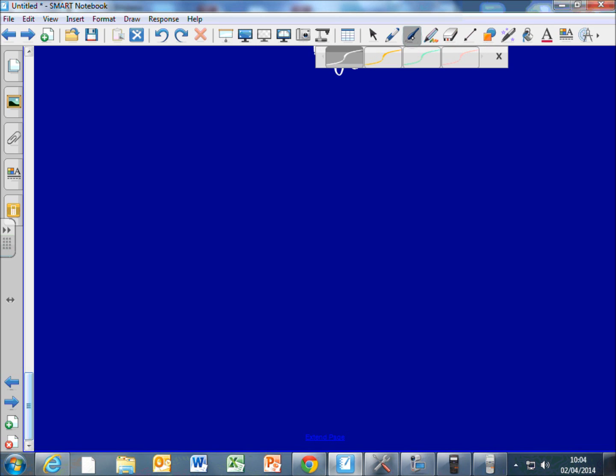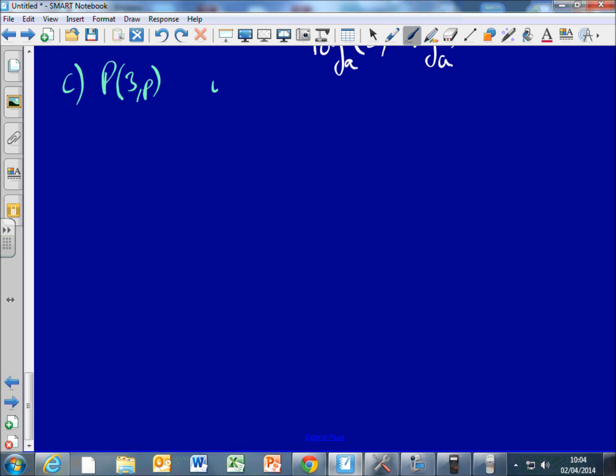Okay. For part C, it says there's a point 3p that lies on a curve, and the curve is y equals 3 log.